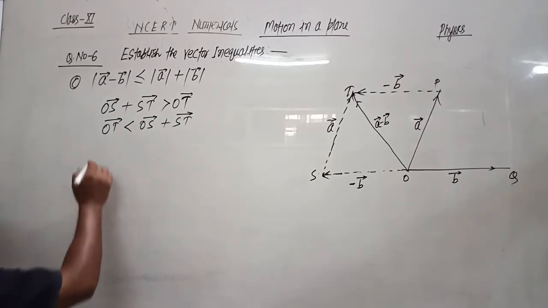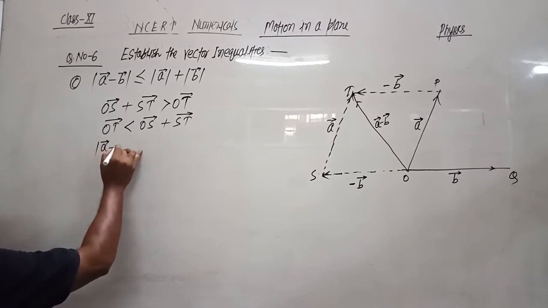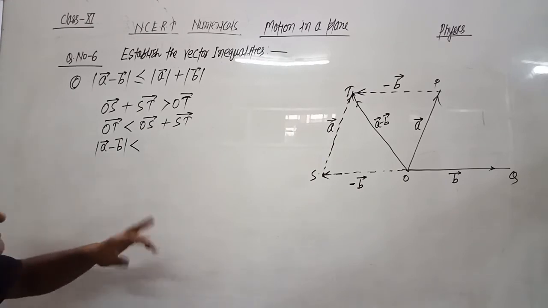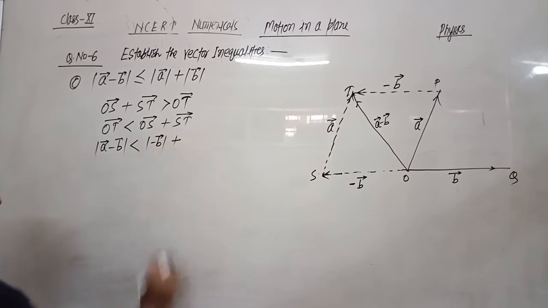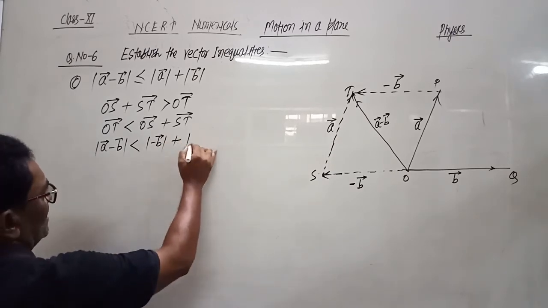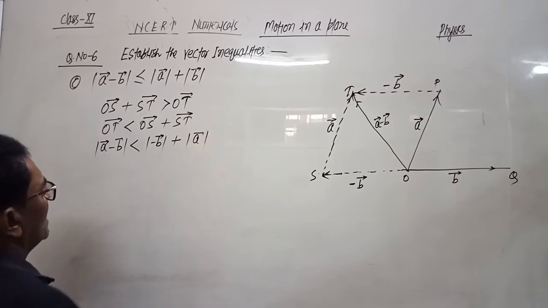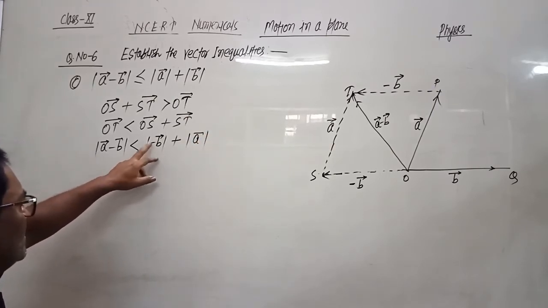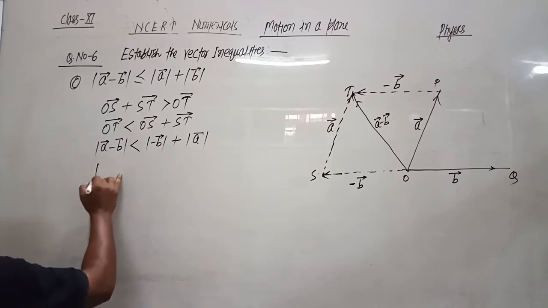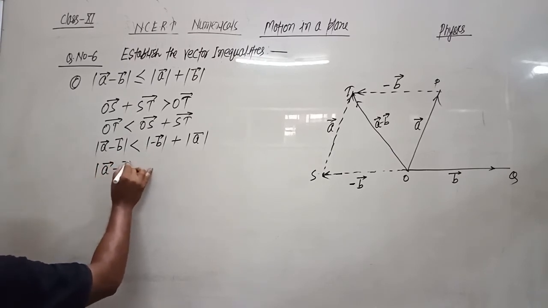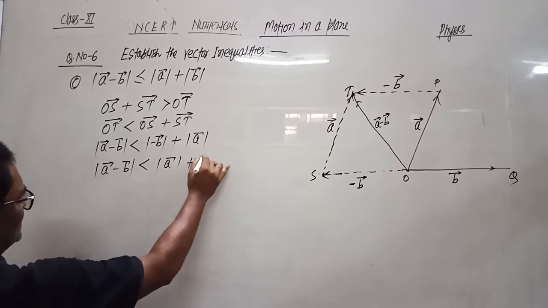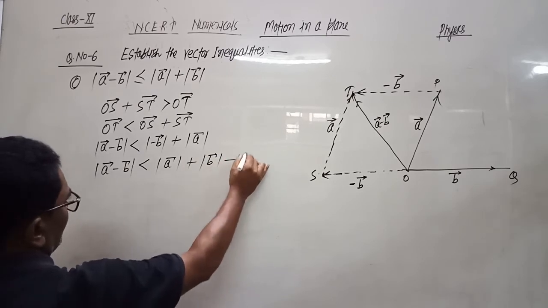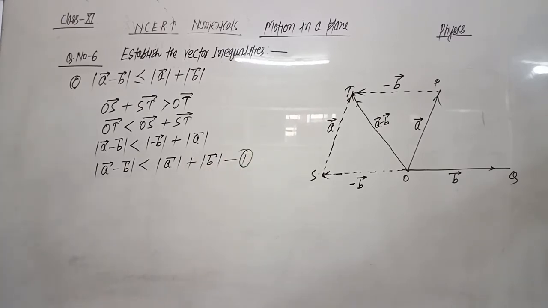OT is given by the magnitude of A minus B, which is less than OS, given by the magnitude of minus vector B, plus ST, given by the magnitude of vector A. And we know that the magnitude of minus B becomes magnitude of B. So the magnitude of A minus B is less than the magnitude of A plus the magnitude of B. This is the first equation.